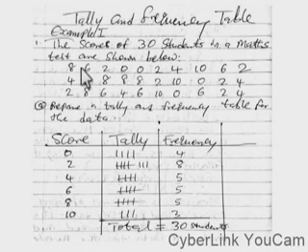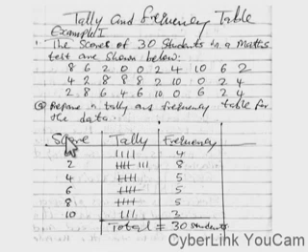Some are scoring 8, some are scoring 6, some are scoring 2, some are scoring 0, and so on. Now, we are going to present this data, I mean to say, prepare the tally and frequency table for the data that we have here. How do we do this? Remember, these are the scores of students in a mathematics test.